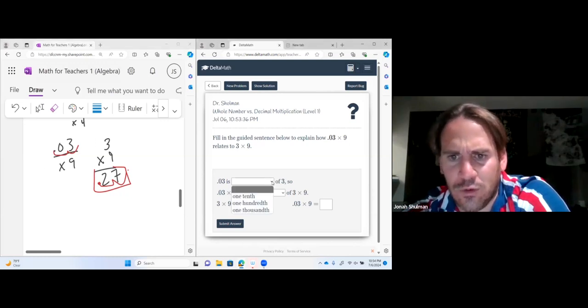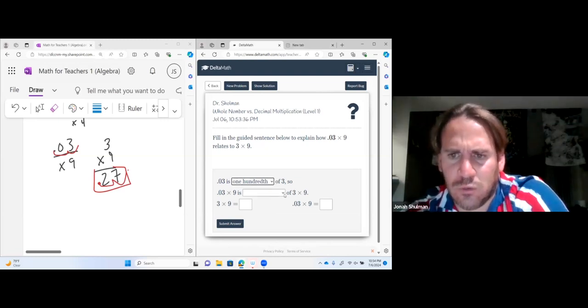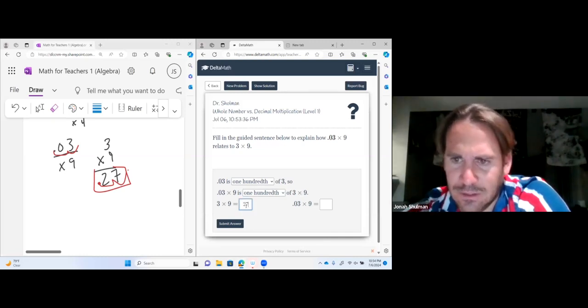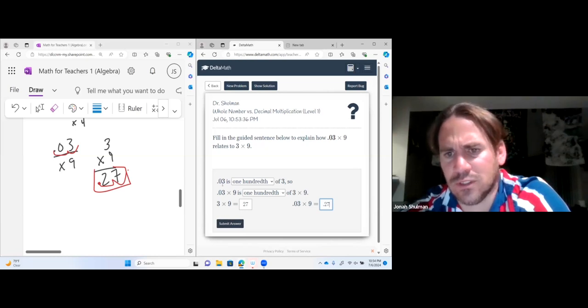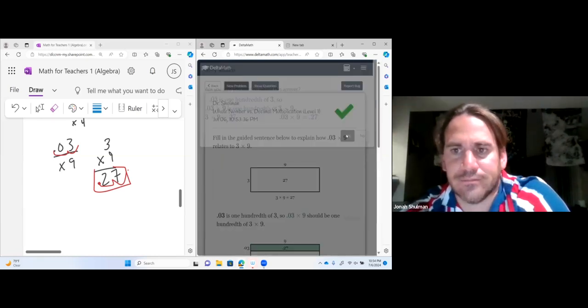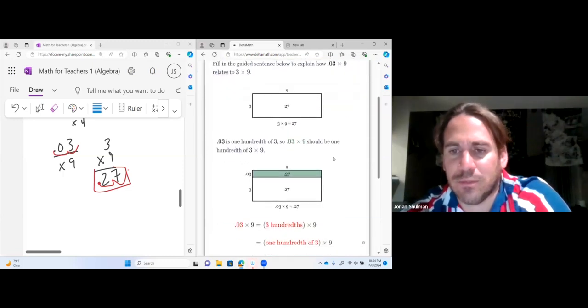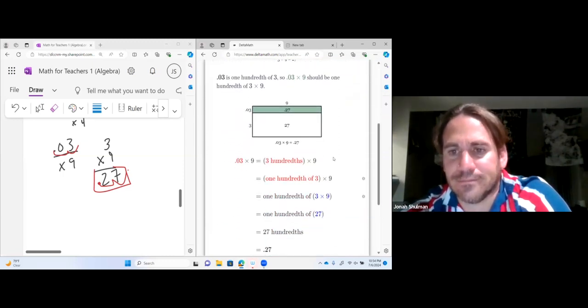0.03 is 1/100th of 3. So 0.03 times 9 is 1/100th of 3 times 9. 3 times 9 is 27. So 0.03 times 9 is 0.27, because we're moving 2 decimal places. That's what this whole thing is. This is 2 places, so we have to have 2 places moved in the answer. Ta-da! Ooh, they got pretty pictures. I like it.